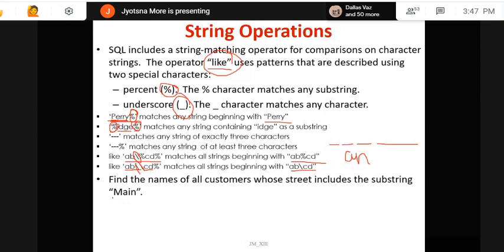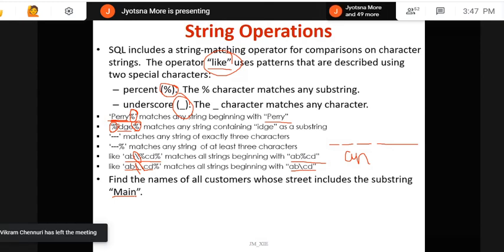Now you have to find out that the substring should be main. So would anyone like to try this? Find the name of all customers. My query will start with, check for select, from, where. We are not doing anything extra than that. So first is select. What will you select? Select customer name.